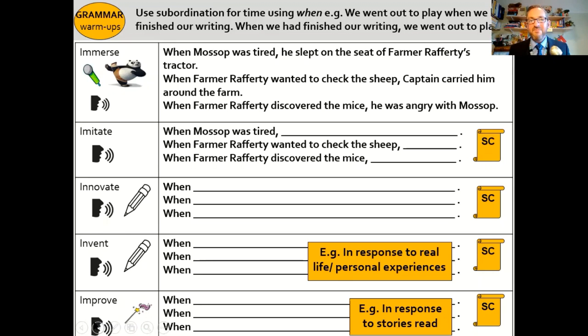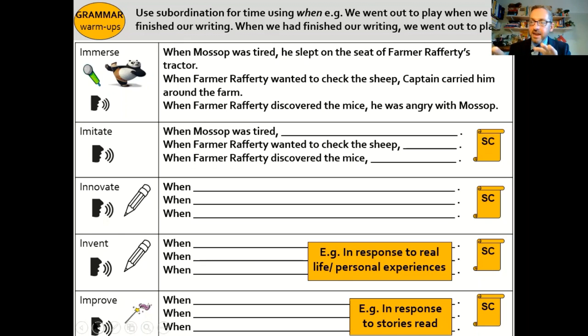Okay, so I'm going to get my microphone and do my kung fu punctuation. Brilliant. When Mossop was tired, he slept on the seat of Farmer Rafferty's tractor. And then the children will listen to my tone and intonation and they will copy my actions and my tone and intonation with their own little microphones. Okay, then we move on to the next sentence. When Farmer Rafferty wanted to check the sheep, Captain carried him around the farm. Hi-ya. And we carry on with the few sentences, saying them, echoing them back and chanting them as a class and getting really used to it.